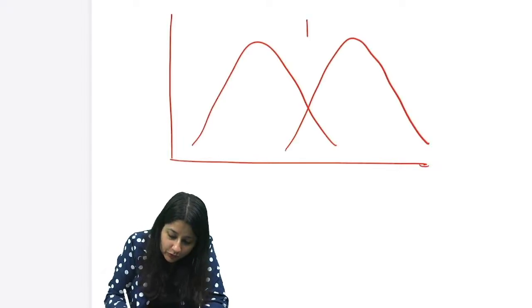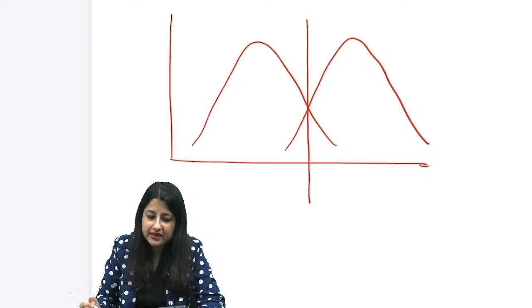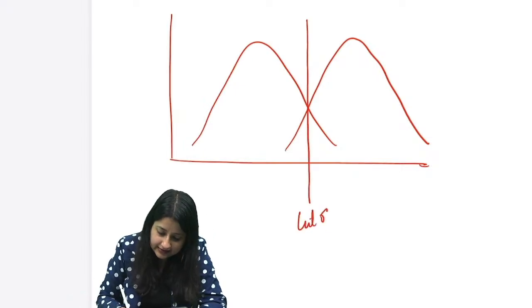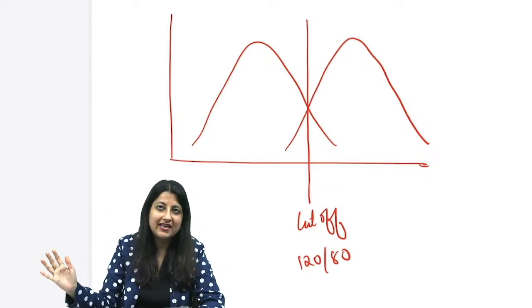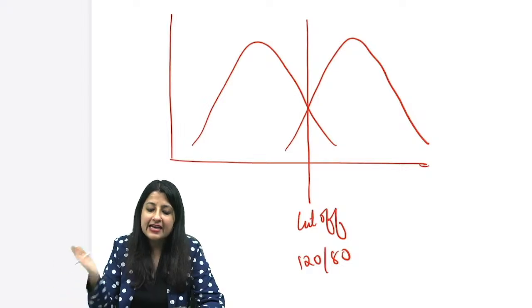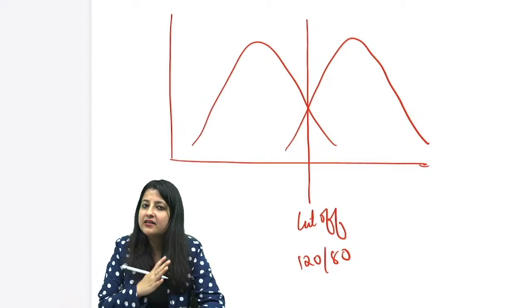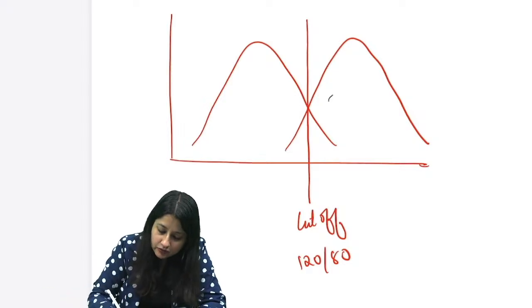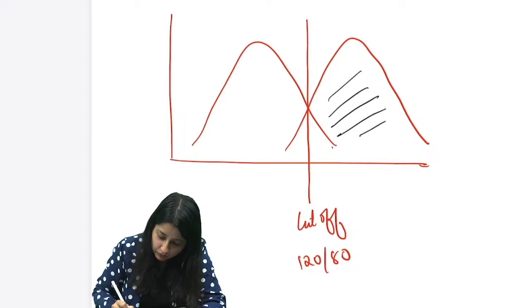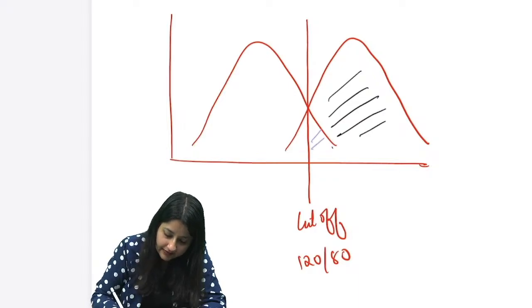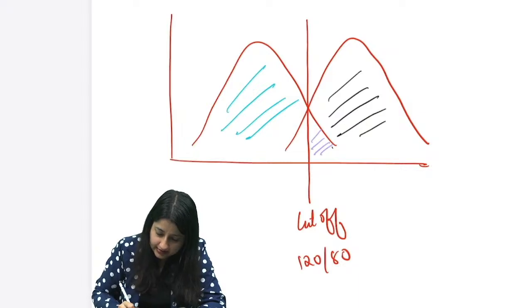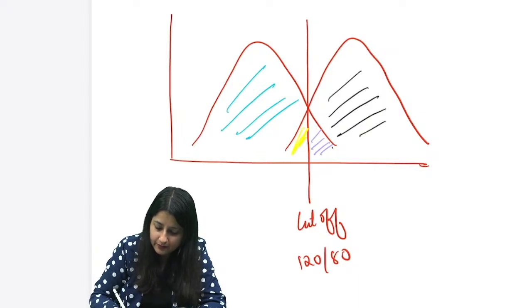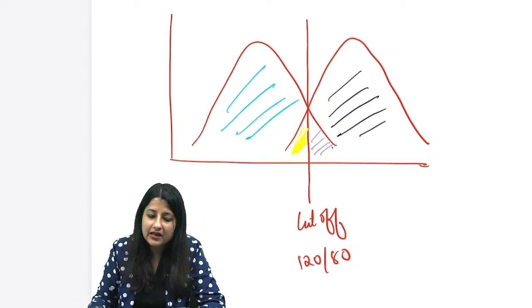Suppose your cutoff is here. Can you see, everybody? Let's say this is the cutoff, and let's say this is 120/80. Now, what does the screening test tell us? Anybody who is more than 120/80 is screening test positive, and anybody who is less than 120/80 is screening test negative. This one is a black area, this one is a purple area, this one is a blue area, and this one is a yellow area. Now I'm asking you to label all these parts.